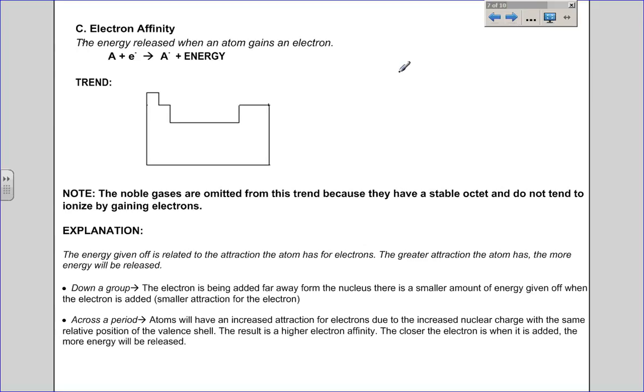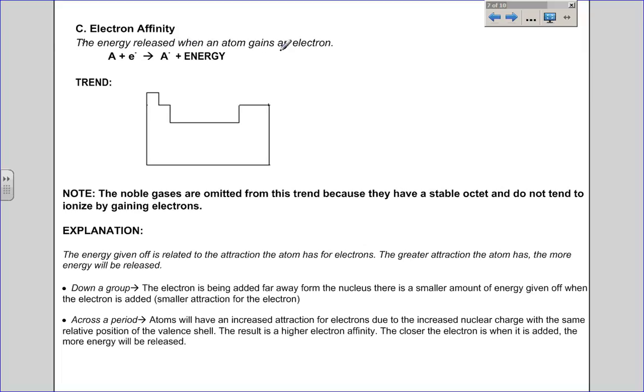The next property that we'll look at is electron affinity. Electron affinity and electronegativity are the next two that we're going to look at, and they are connected and related to one another, and we'll discuss that when we begin our discussion of electronegativity. Electron affinity is connected to ionization energy because it is the exact opposite. Ionization energy was the energy required to remove an electron, while the electron affinity is the energy released when an atom gains an electron.